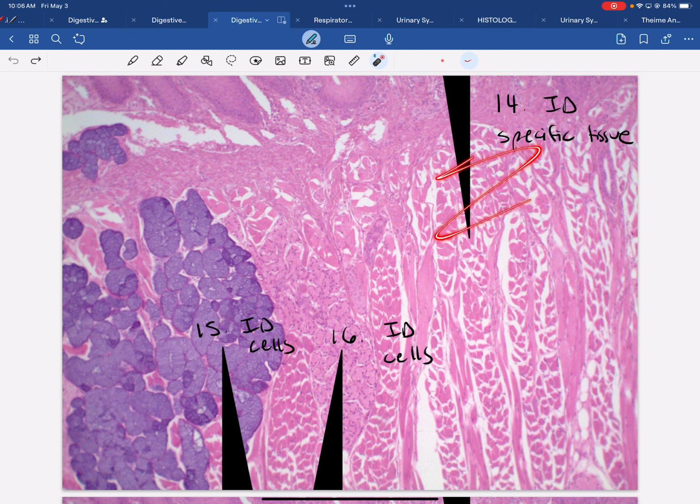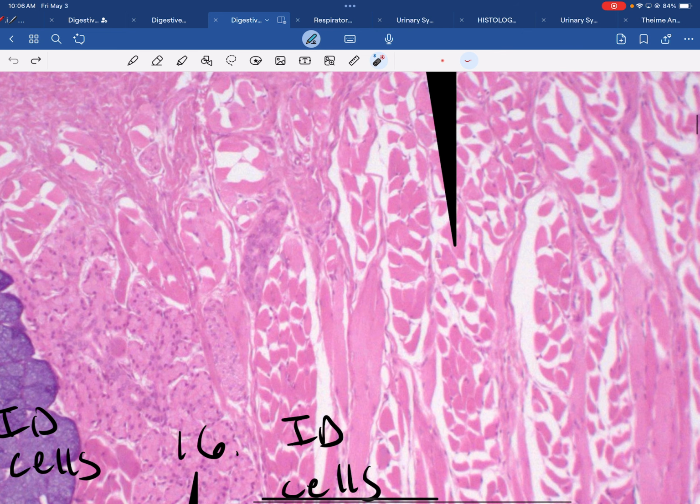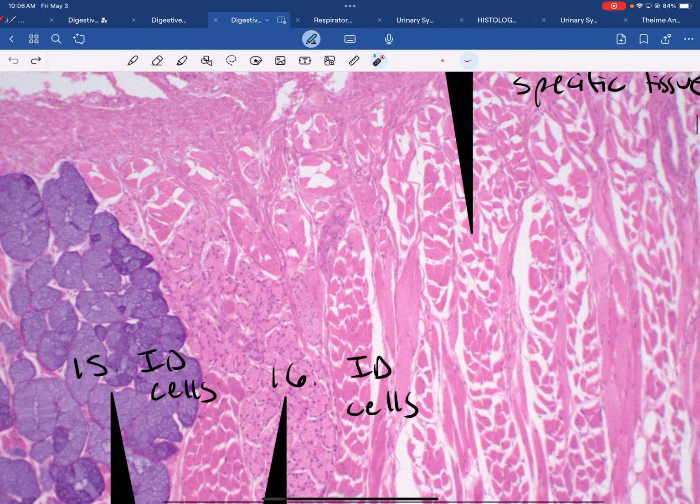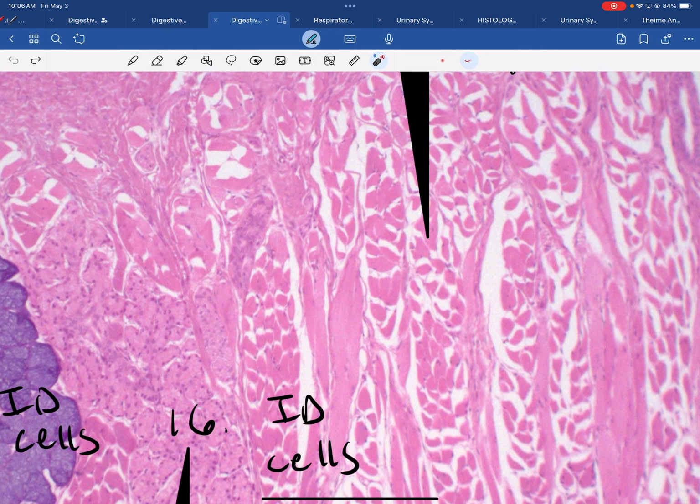All right, which tissue is this? Good, skeletal muscle tissue. We know it's skeletal muscle tissue because this is the tongue, and just looking at the cells, you can see that the nucleus is pushed to the side. So this is skeletal muscle tissue.